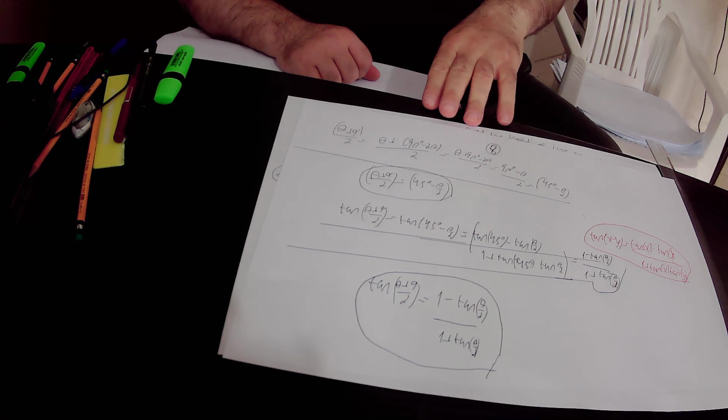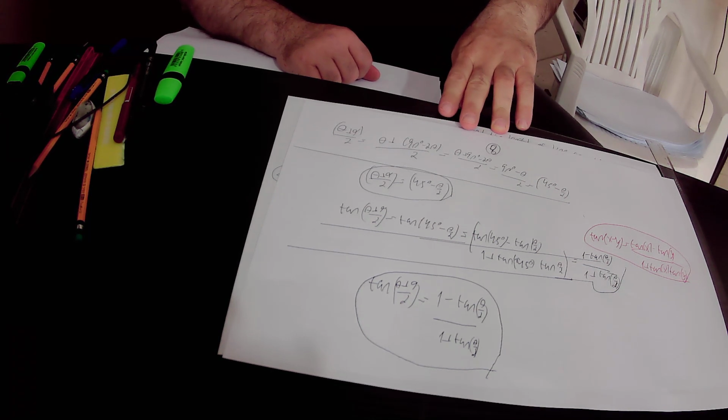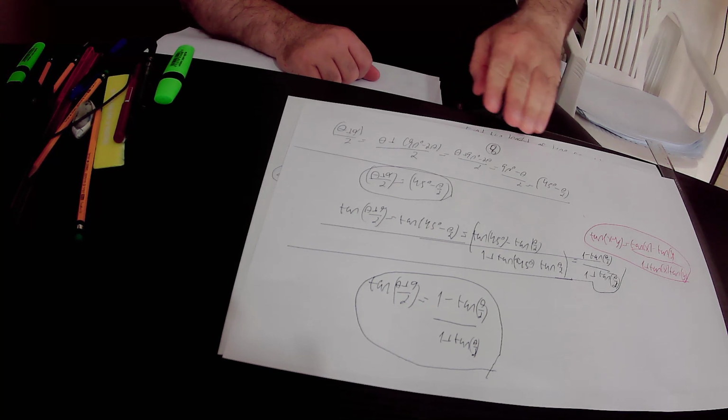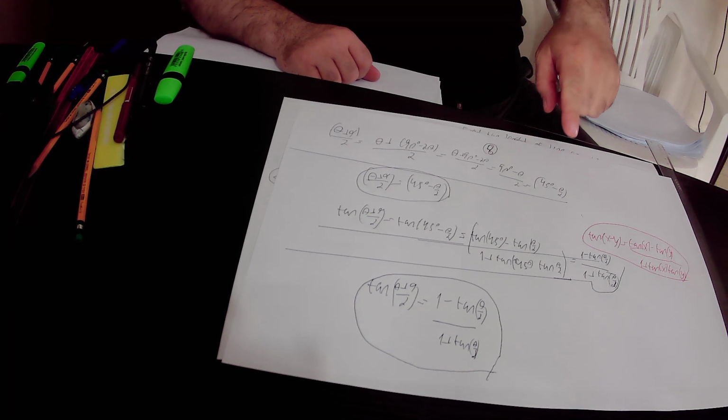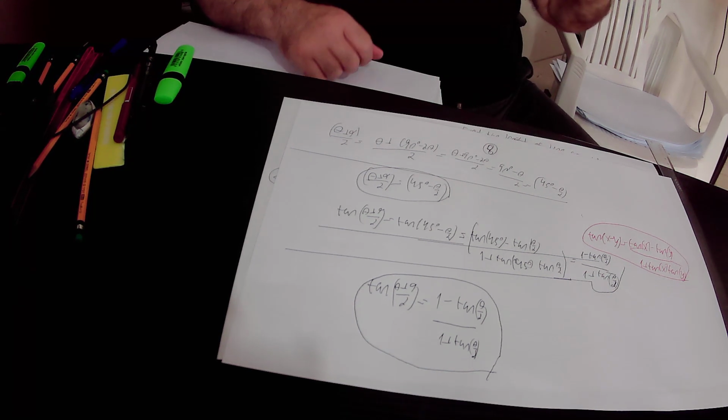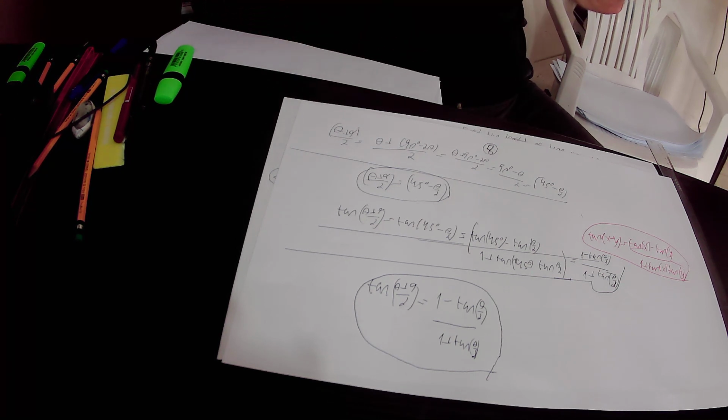Here we open the brackets, and we got 90 degrees, and theta minus 2 theta is minus theta, and we have 90 degrees. 90 degrees over 2 is 45 degrees, minus theta over 2. So in conclusion, we found out that theta plus alpha over 2 equals 45 degrees minus theta over 2.